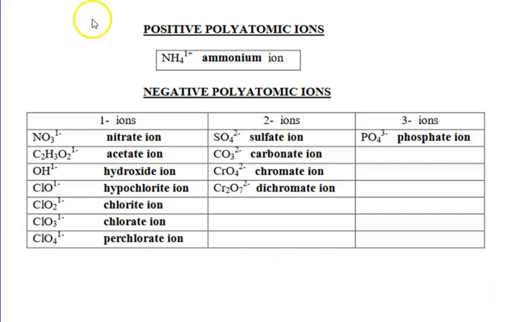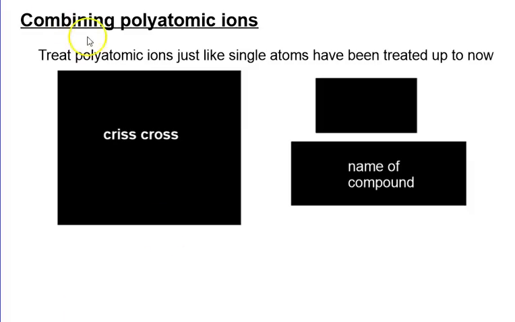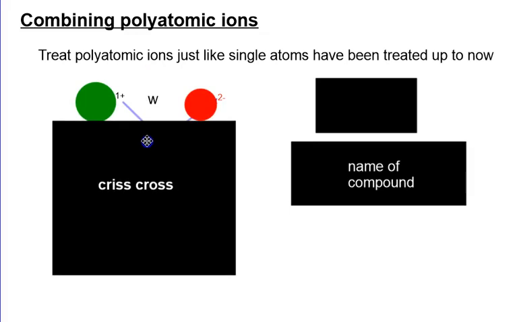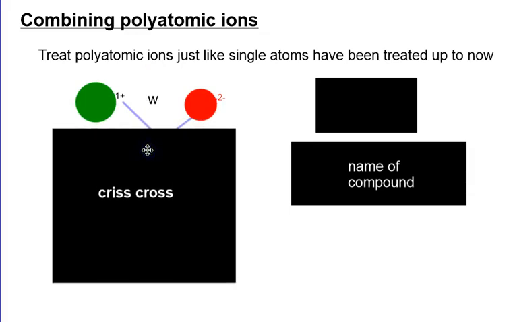You notice the positive ions are in this column, then the ions that are 2-, 1-, 2-, and 3-. They're grouped that way and it makes them easier to find. And then you see the names of the ions, which we're going to use in the naming of the compounds. So we're going to go back now and look at where we were starting out. As you see here on the screen, it says treat polyatomic ions just like single atoms have been treated up to now. So in the crisscross, I am showing you a green and a red.